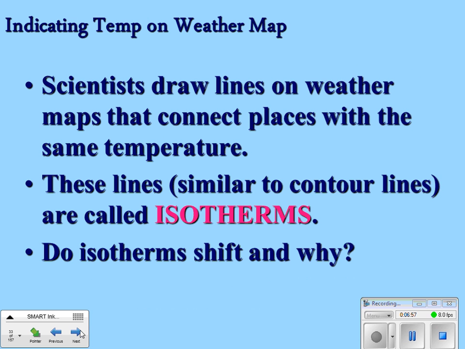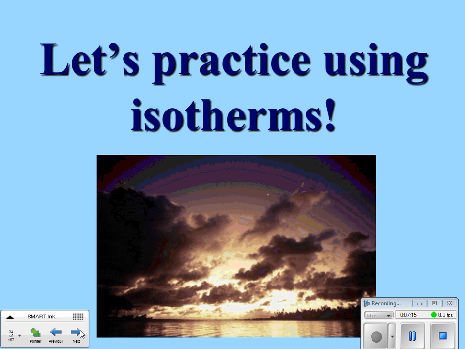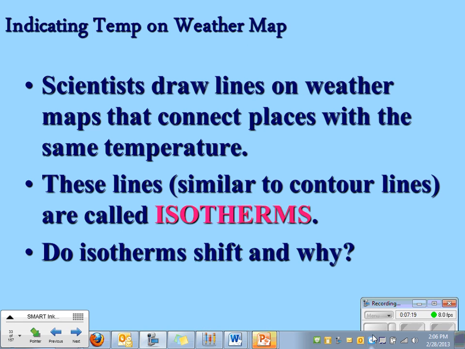Scientists draw lines on weather maps that connect places with the same temperature. These lines, which are similar to contour lines, are called isotherms. Iso meaning equal, therm meaning temperature. So why would isotherms shift? Probably because we're changing. So isotherms are going to shift because every day the temperature changes. That's basically what you need to know about that.